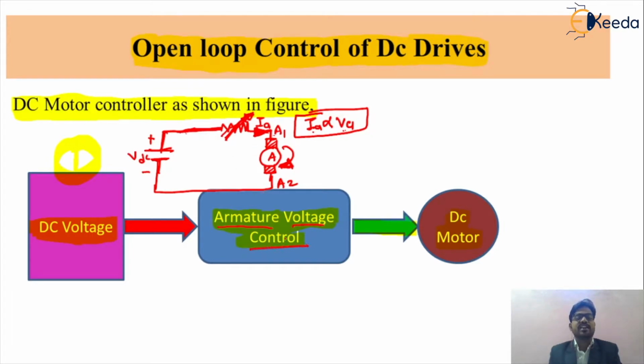The same strategy we are applying here. This will be the DC voltage, this will be the armature voltage control technique, and this will be your DC motor. This is the representation in the block diagram, and this is the actual representation of your system. This is called the open loop control system.